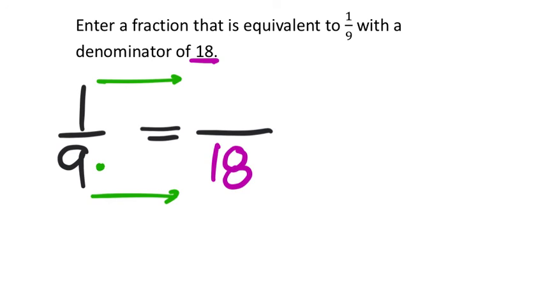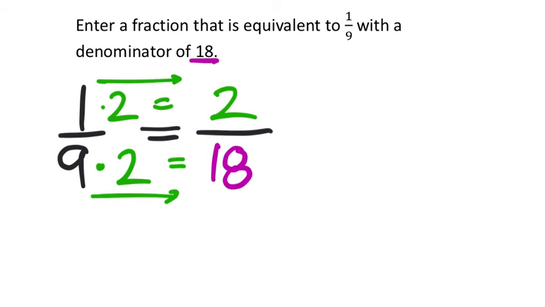Well, what would I multiply 9 by to get 18? It's 2. 9 times 2 is 18. So I see I multiply the denominator by 2, so I'd have to multiply the numerator by 2 as well to get, well, 2. So the corresponding numerator with the denominator of 18 would be 2. This fraction has the exact same value as this fraction, just shown differently.